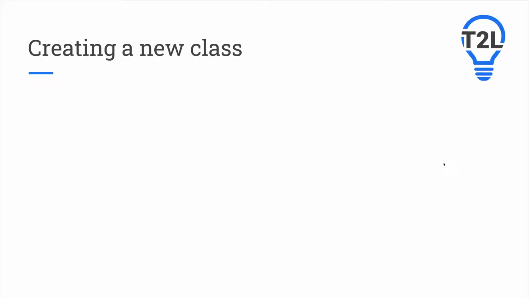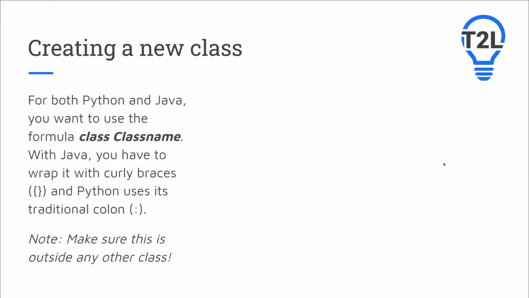So let's try and get a simple implementation. Like I was saying before, for Python and Java, you want to use the formula class name. With Java, you have to wrap it with curly braces, which are used for functions, and Python uses the traditional colon. You have to make sure that this is outside your other classes. So this isn't in public static void main. This is outside everything.